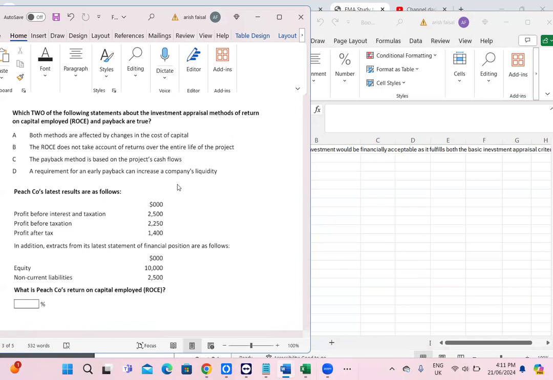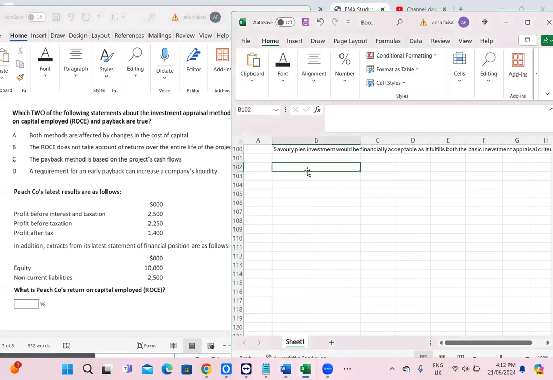So that's also wrong. The payback method is based on the company's cash flows. Yes, for the payback, we need the cash flows. For the ROC, we need the accounting profit. So this statement is correct. And a requirement of an early payback can increase a company's liquidity. Yes, correct, because the sooner I get my initial investment amount back, the liquidity will be improved. If your investment amount is stuck for a longer period of time, then obviously the company would have liquidity issues. So as far as this question is concerned, C and D would be the correct answer.